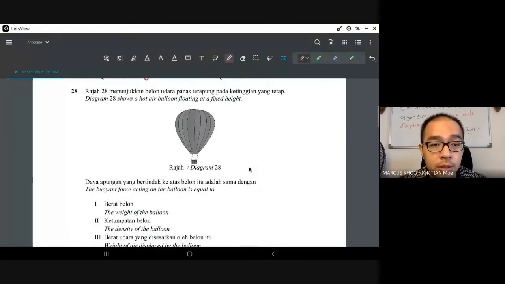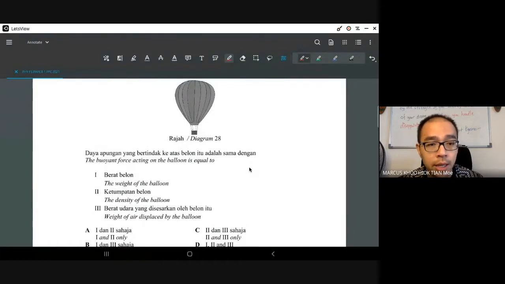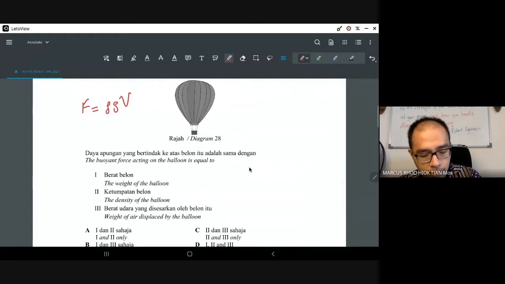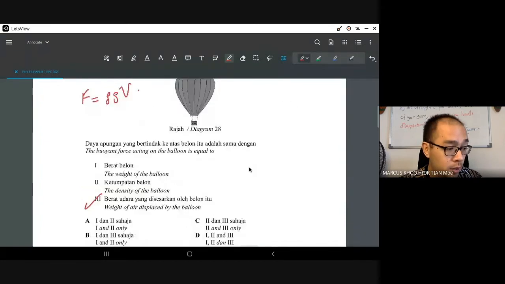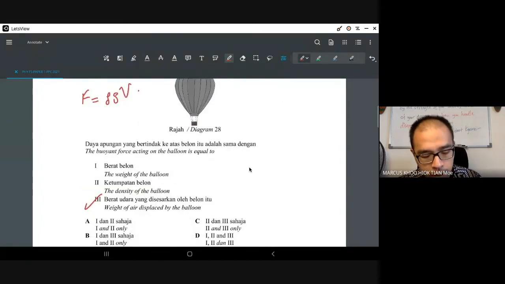Buoyant force acting on the balloon is equal to, and so buoyant force F equals rho gV. Of course, number one is the weight of the air displaced by the balloon. That's Archimedes' principle, and that's very normal. And definitely also it will be equal to the weight of the balloon if it is floating in the air. The weight will be equal to the buoyant force. So dia tidak bergerak ke atas dan ke bawah, dia stable.